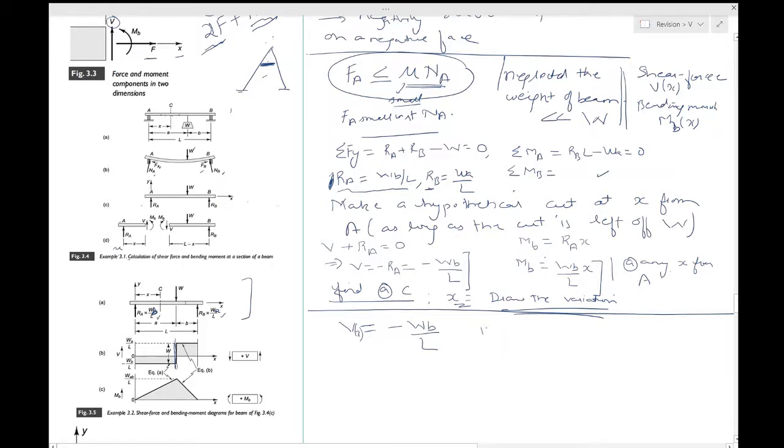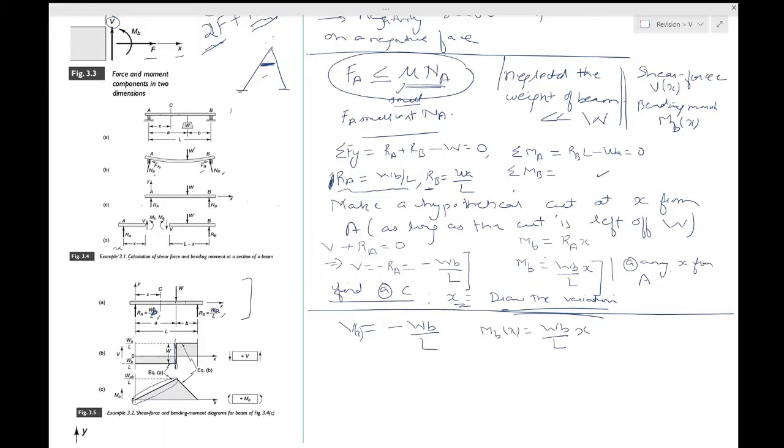Now look at the bending moment for this part, that is WB by LX. This is clearly a linear straight line, and it goes all the way until W acts. Now this is how you have drawn this, and it seems you have achieved what you wanted.